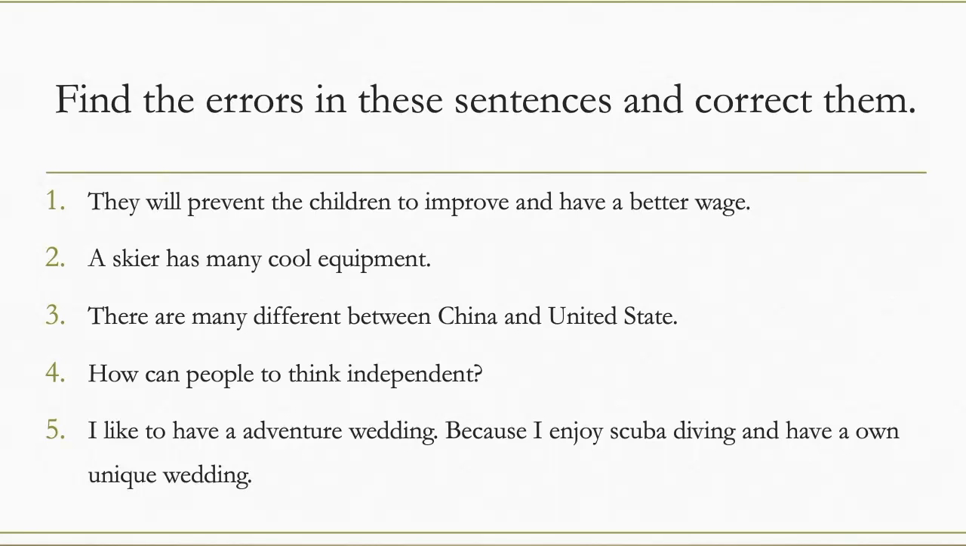What you want to do is find the errors in these sentences and then correct them. The first sentence is, they will prevent the children to improve and have a better wage. Number 2, a skier has many cool equipment. Number 3, there are many different between China and United States. 4, how can people to think independent? And the last one, number 5, I like to have a adventure wedding because I enjoy scuba diving and have a own unique wedding. So you want to take some time right now, find the errors, and then correct them. If you need extra time, please pause the video.